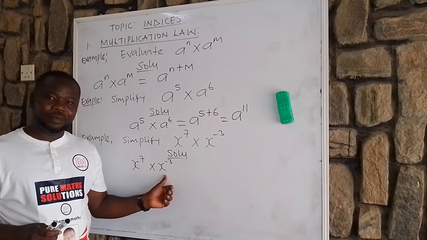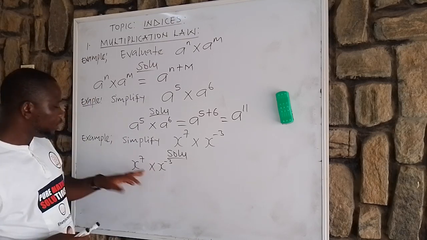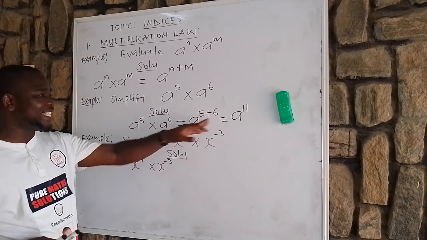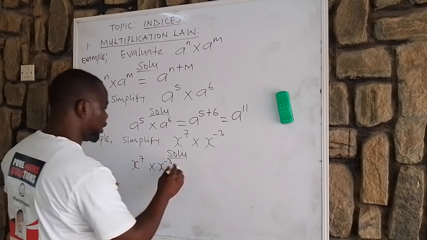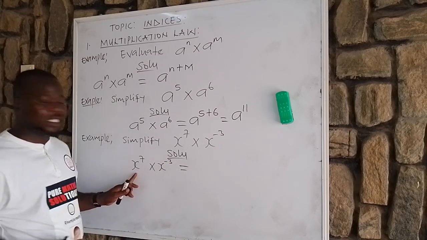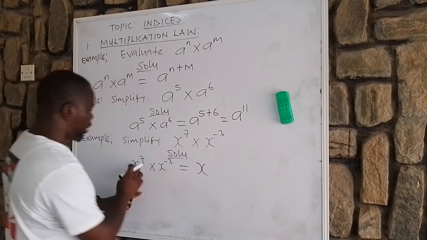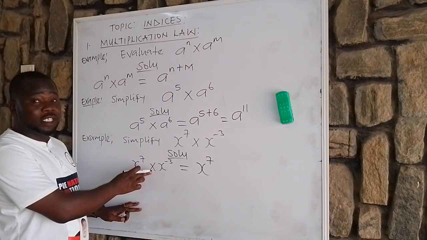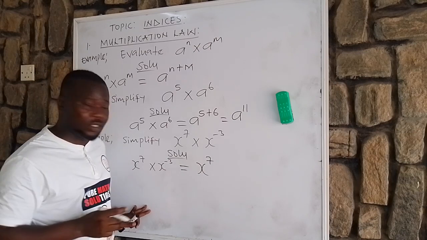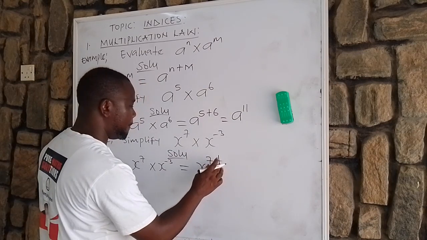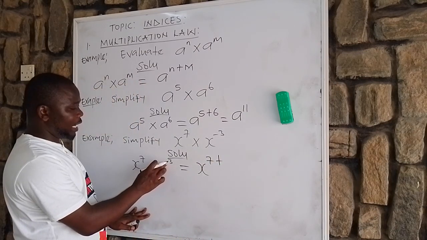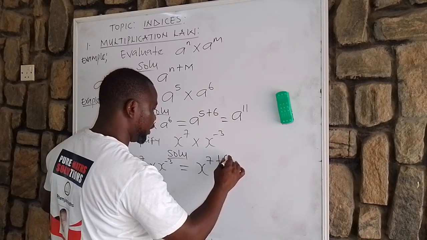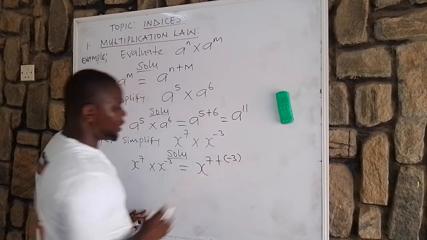Do you agree with me? Is that clear? So now the operation in between them is multiplication, so we are going to apply the same procedure. So this will be equal to what? We pick one of the x, so x raised to the power of 7. Then since multiplication means you add the powers, so 7 plus. Mind you, here this power has what? Negative, true or false? Plus, minus, you put a bracket.